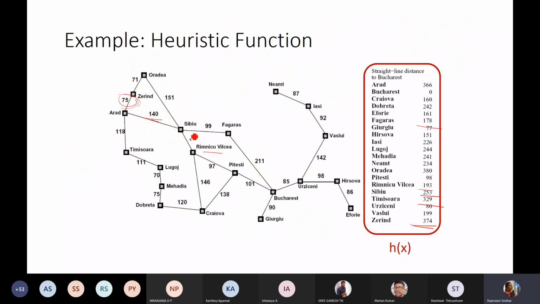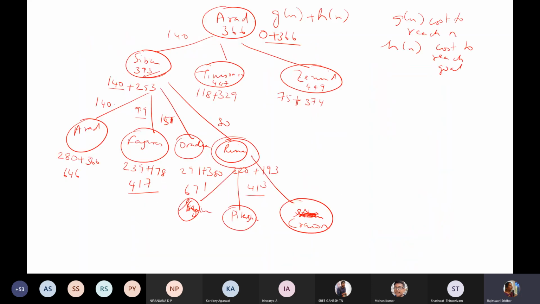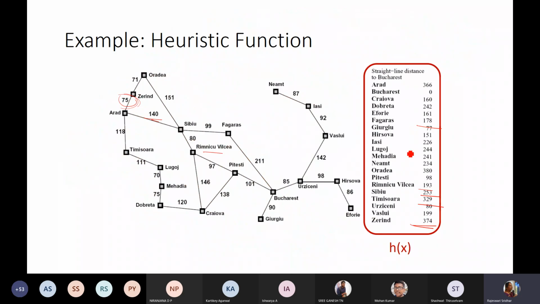So Rimnicu has got 1, 2, and 3. I'm not going to calculate this one. These two I'll calculate: 97 and 146. So it is 220 plus 97, which is 317 plus. This is 220 plus 146, which is 366 plus. So 366 plus Craiova's straight line distance, which is 160.